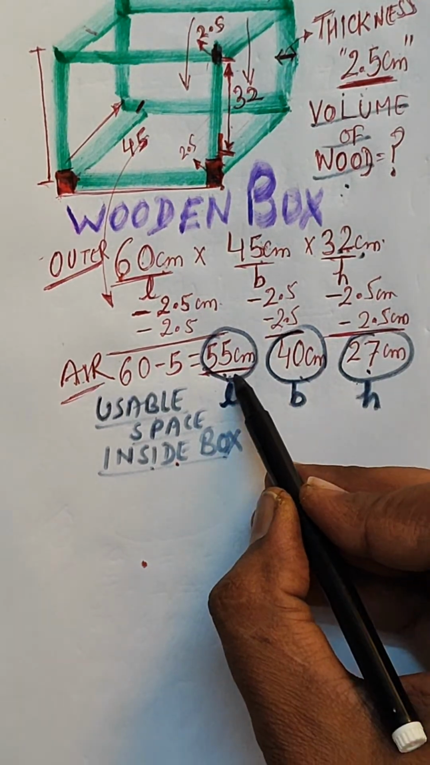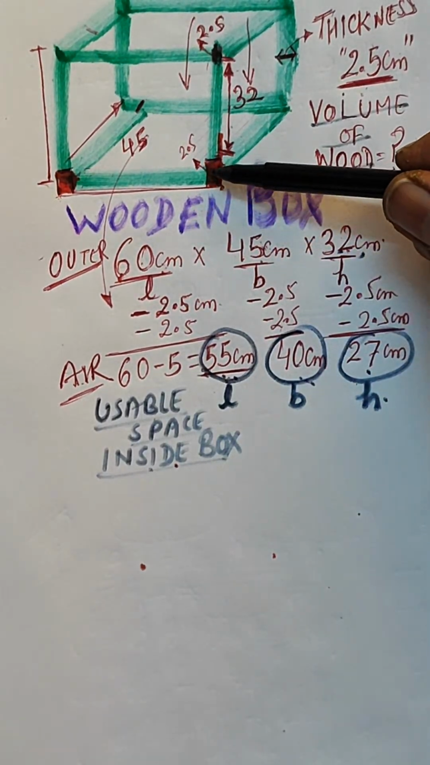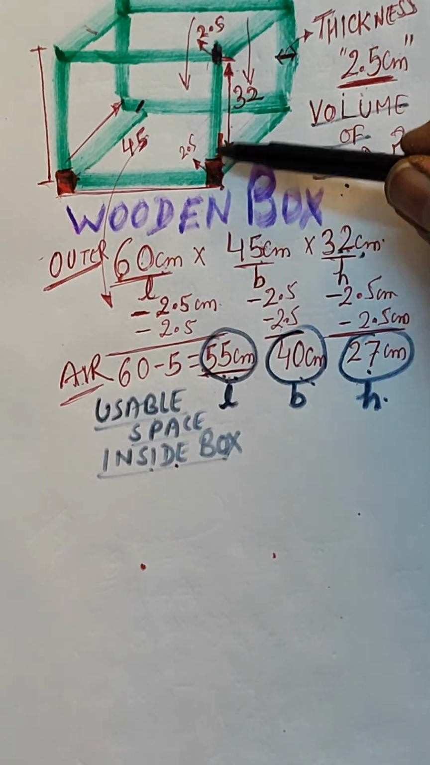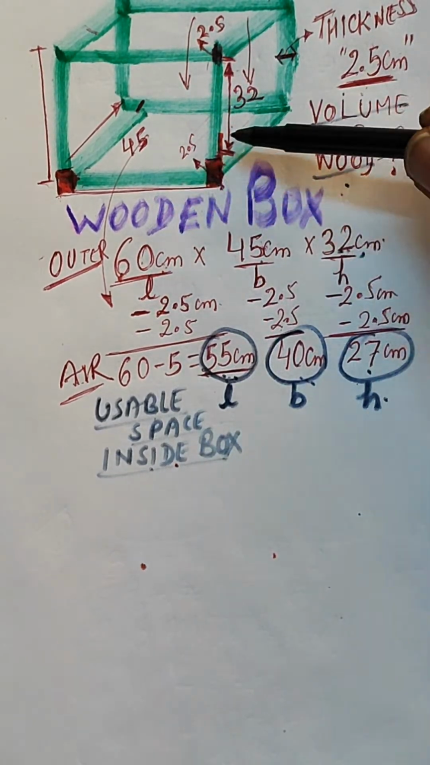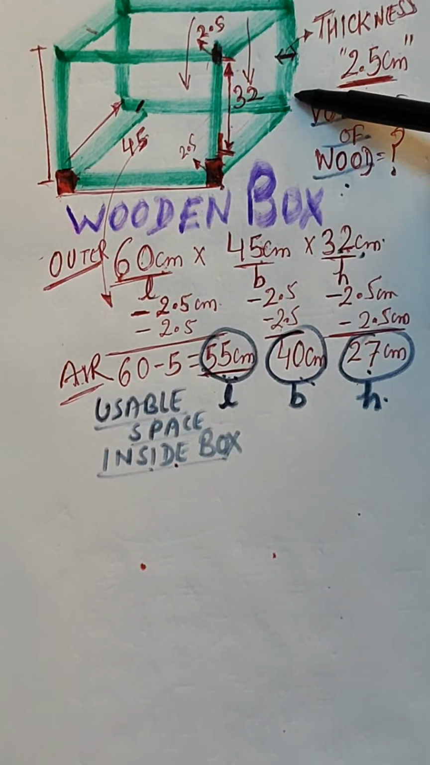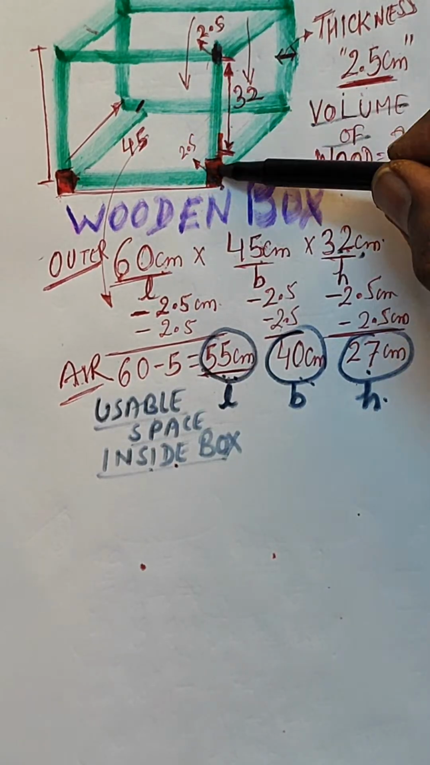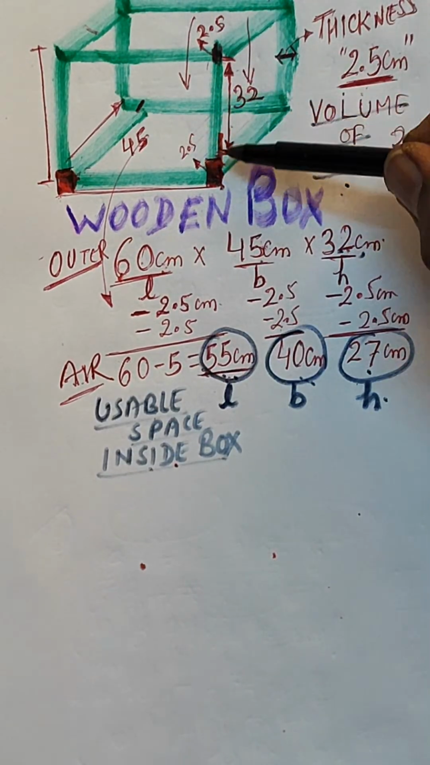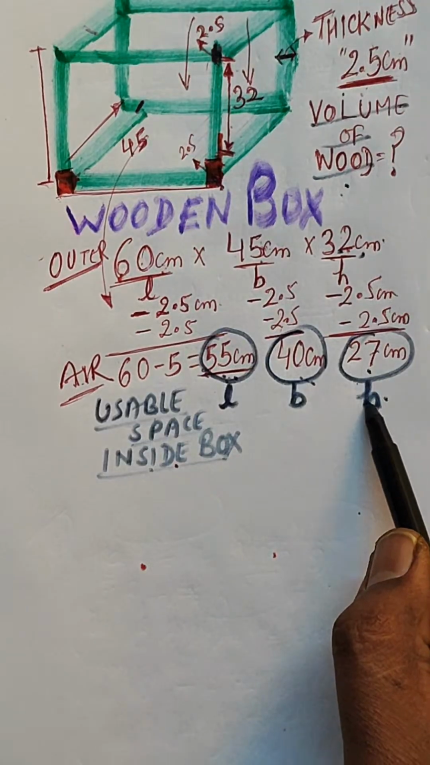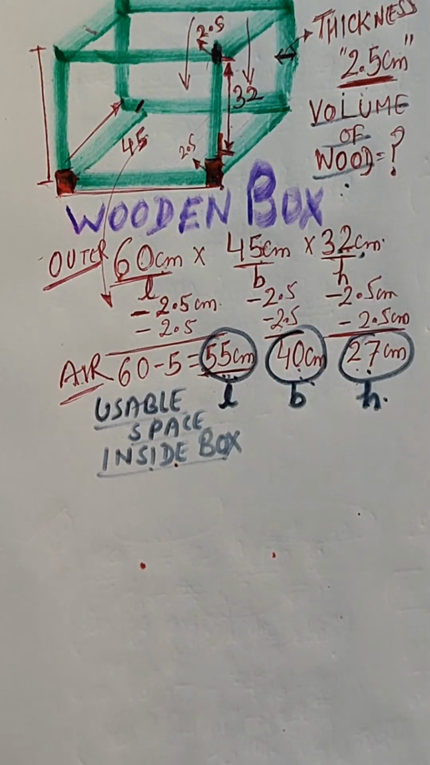And how did we arrive at this new length, new breadth and new height? We just removed and reduced the 2.5 centimeter of thickness from both the sides, two times in length, reduced 2.5 centimeter thickness of wood two times in breadth here, and similarly we removed the thickness of the wood two times, 2.5 centimeter here and 2.5 centimeter here in the height, and the new length, new breadth and new height is 55, 40, 27, right? So let us see, Hamja, whether our answer is correct.